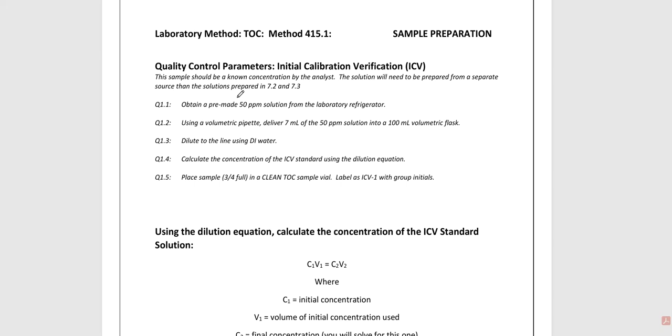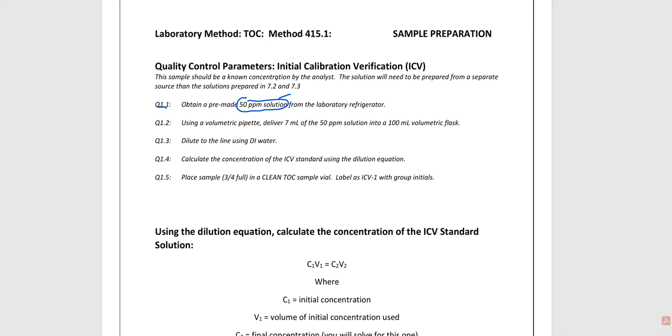Next form is the quality control parameters, and this is our initial calibration verification, ICV. It says the sample should be a known concentration by the analyst. The solution will need to be prepared from a separate source than the ones in 7.2 and 7.3. So Q11 says obtain a pre-made 50 ppm solution. So this is not the 50 that you have made. You've made your own. You've made it from the stock. That is kind of how this process is going to work.